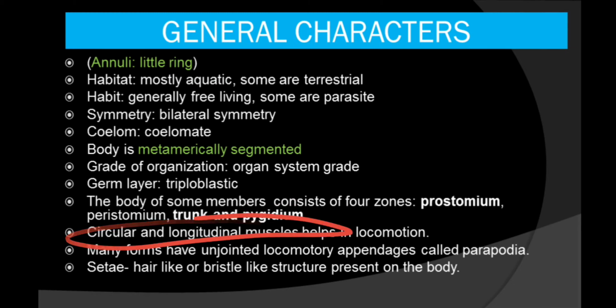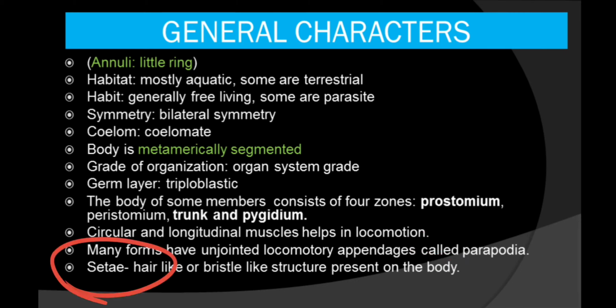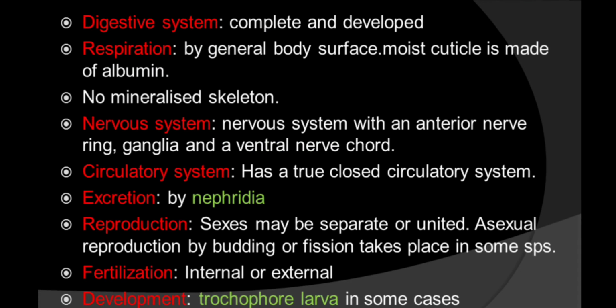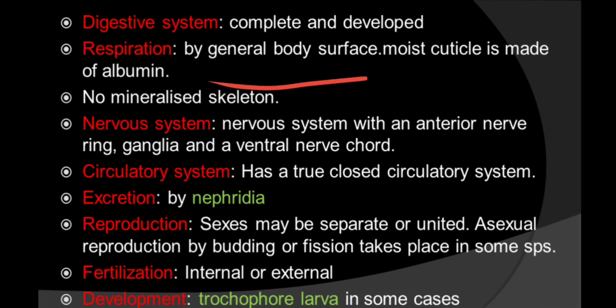Both types of muscles are there, and these muscles are smooth muscles, so they help in locomotion. Now many forms have unjointed locomotory appendages. As we have seen, parapodium-like structures are there, they are unjointed and they help in locomotion. Then some animals in this group have setae, hair-like structures, which help in movement. Digestive system is complete and developed. Respiration is by the general body surface.